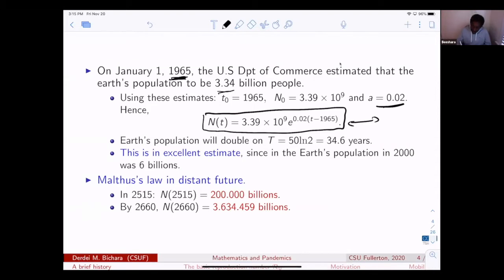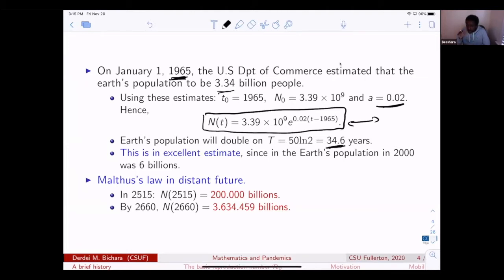If we suppose this is correct, the US government wants to know when the Earth population will double. So if you compute, you say n of t equals 2 times n0, which is 3.34, we'll get this.